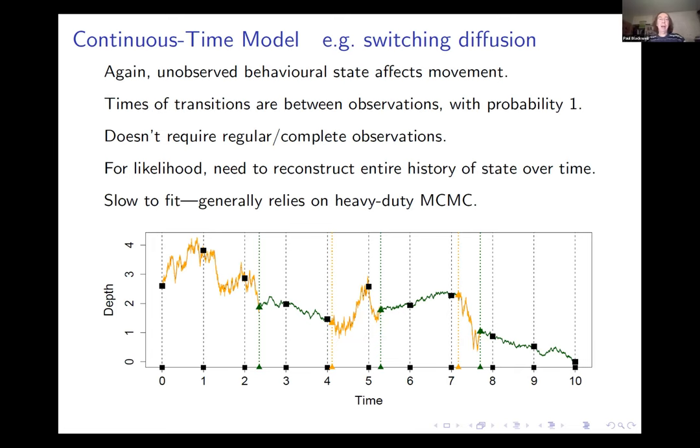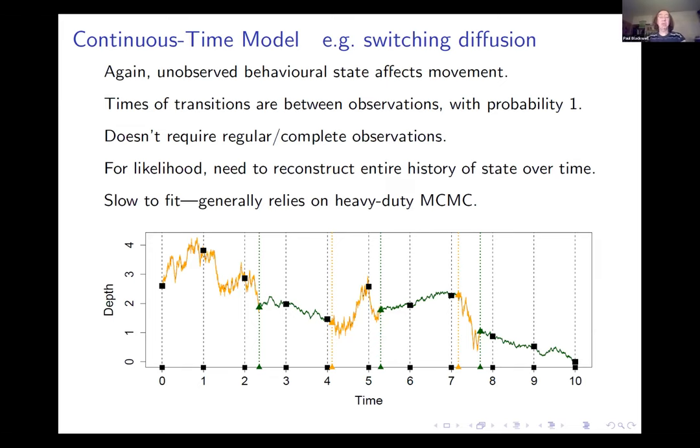And if we do that, then the times of those transitions between behaviors typically are going to take place in between the observations. There's no reason for them to coincide with the observation times. So the good news about a continuous time approach is that it doesn't require regular observations and it copes very naturally with missing observations and so on. But from an inference point of view, it's quite challenging because to evaluate the likelihood, you need to reconstruct the whole history of the behavior in between observations. So generally we're talking about MCMC on a very complex space.